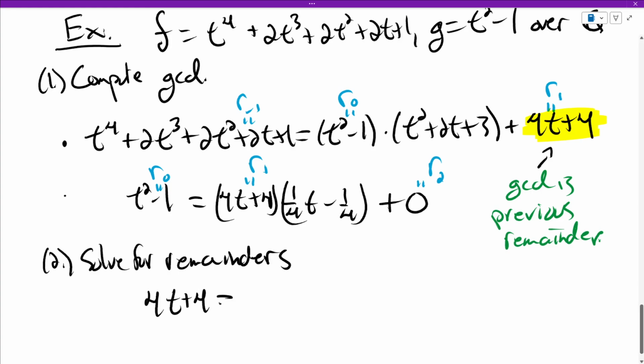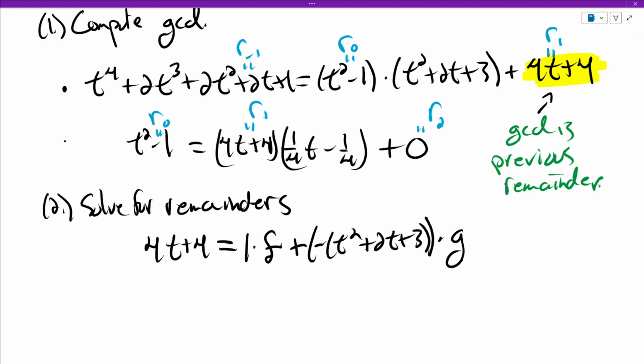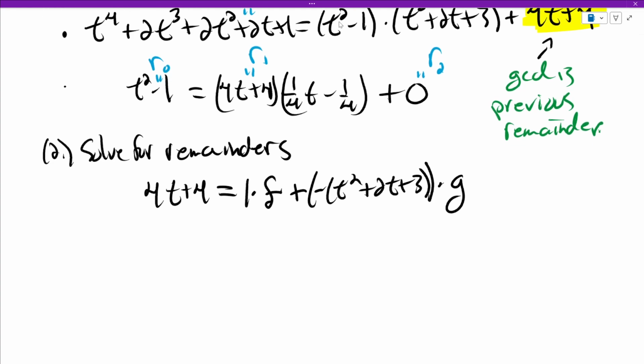We get that 4t plus 4 is, I'm going to move these terms here to the left at the cost of a negative sign. So we still are going to have our r-1, which is f. That's what this left-hand side was. But then we have to subtract off t squared plus 2t plus 3 times g. Or, to make it a little bit simpler, with the theorem I'm going to state, we have to add the negative of that times g. And to be even more silly, I'm going to put a 1 in front.